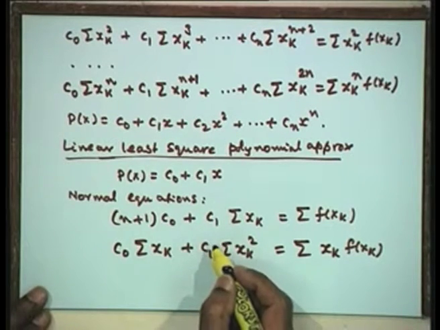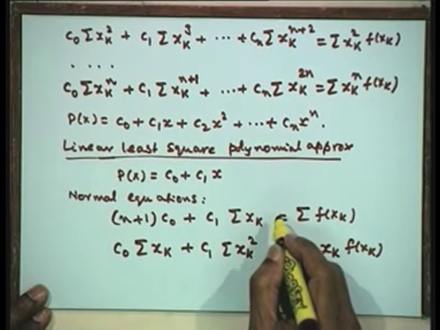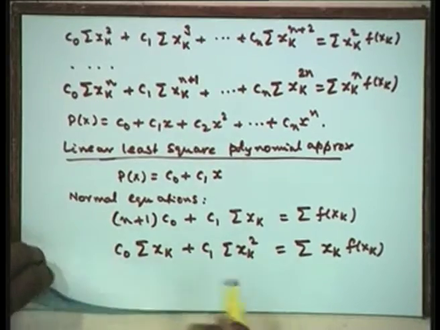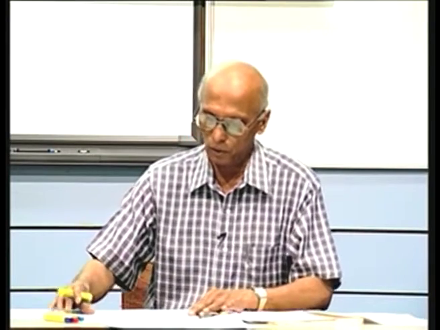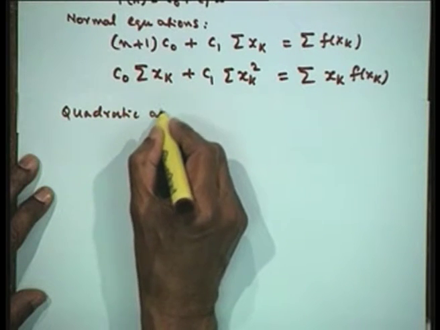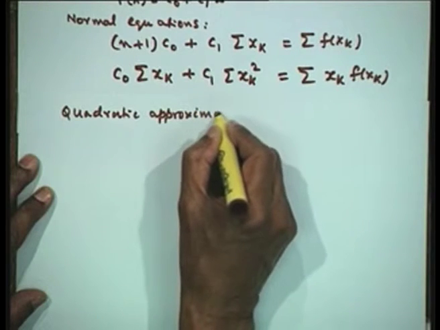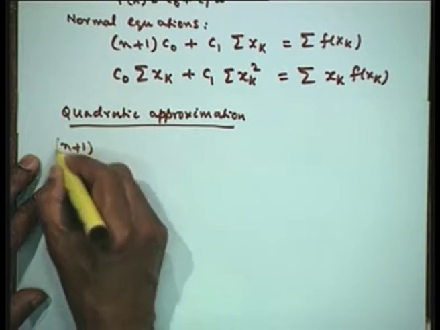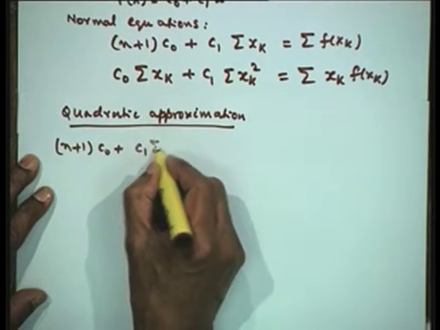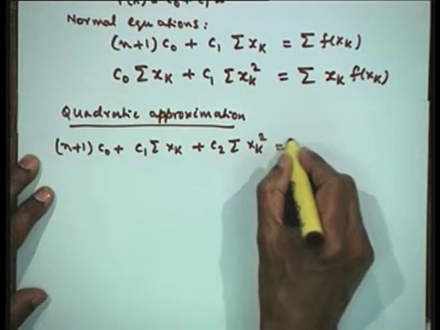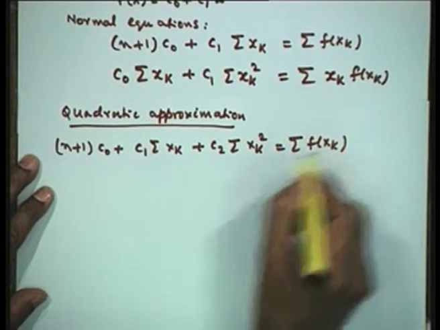Now, if I want a quadratic approximation, that is 2, I will have one more term over here, C 2 summation x k square, we will have C 2 summation x k cube, and you will have one more equation. Okay, let us write down the quadratic also. So, let us write this as quadratic approximation. Therefore, this will give us n plus 1 C naught, C 1 summation x k plus C 2 summation x k square is summation f x k. So, that will be our first normal equation.